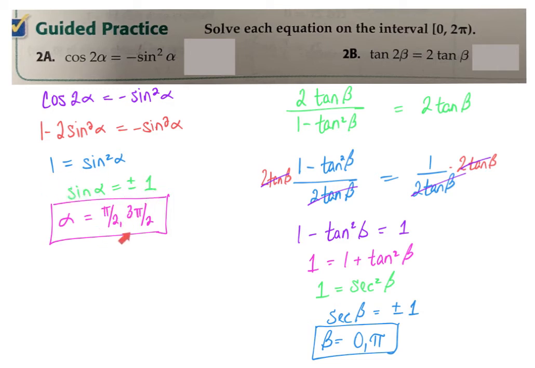That happens at pi over 2 and 3 pi over 2. This is why it's very important to know your unit circle, okay? Top and bottom of your unit circle is where that happens.